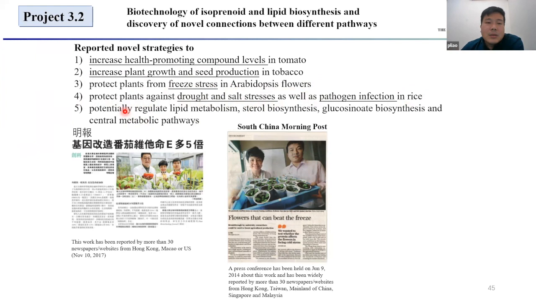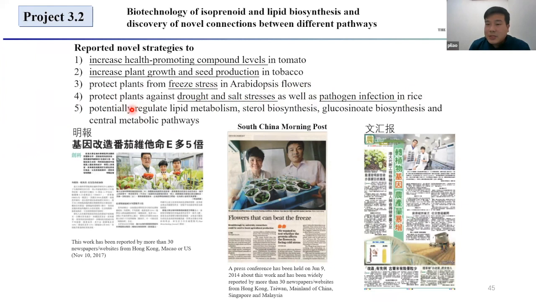Finally, we also found some crosstalk between different pathways, which can potentially be used to regulate lipid metabolites, sterol biosynthesis, glucosinolate biosynthesis, and the central metabolic pathways. These are some previous press releases in newspapers. Just a brief introduction.